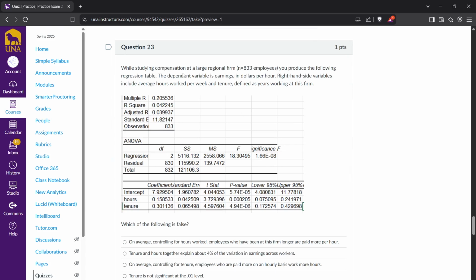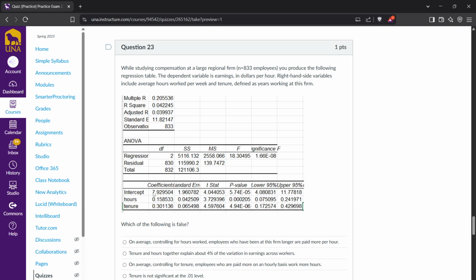Pretty good. Question 23. While studying compensation at a large regional firm, N equals 833 employees, you can use your own judgment for whether you think that's large, you produce the following regression table. The dependent variable is earnings in dollars per hour. Right-hand side variables include average hours worked per week and tenure, defined as years working at this firm.